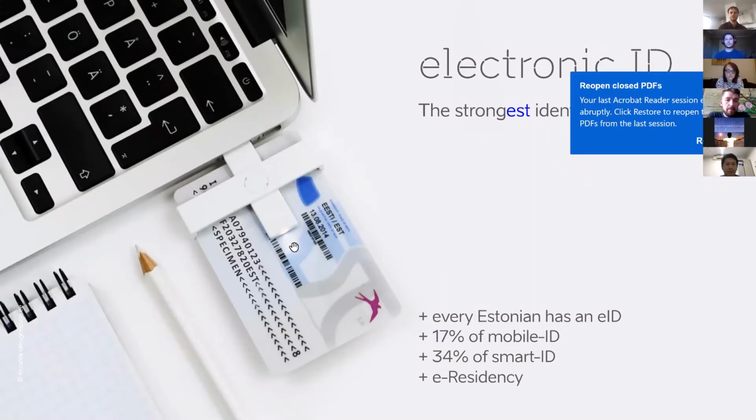And you need these simple ID card readers in order to make use of them. And every Estonian has an ID card by today. We've also added other functionalities. So there's also a mobile ID, so you don't even need to have that piece of plastic anymore. You can just have it in your SIM card. And Smart ID, which is web-based, which will only work if you have a mobile ID or ID card first.